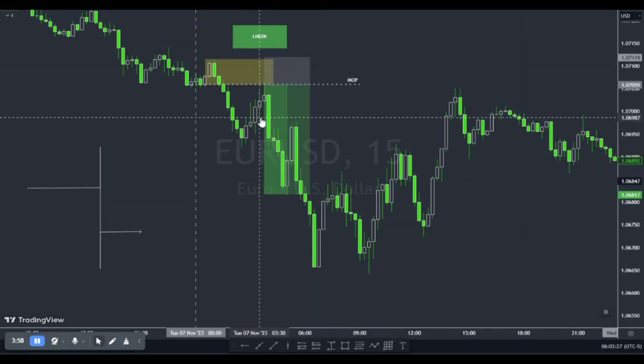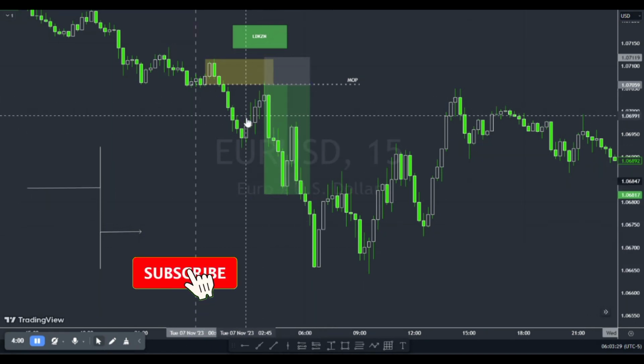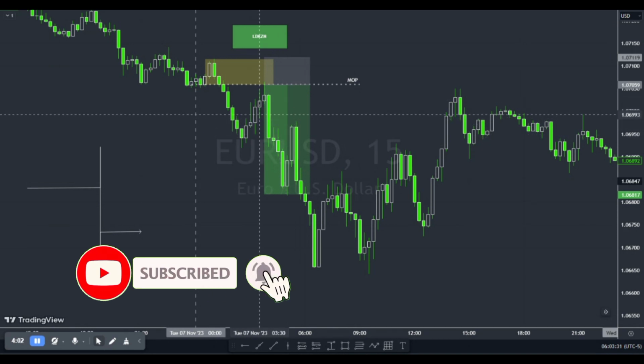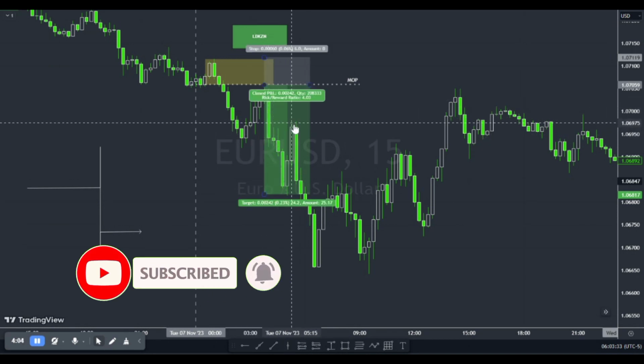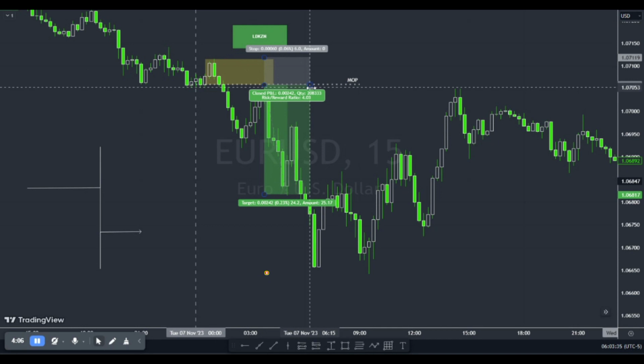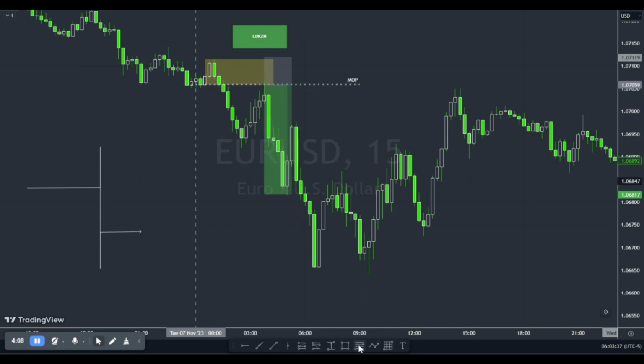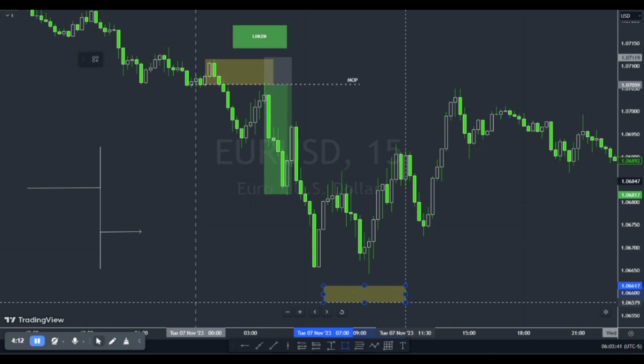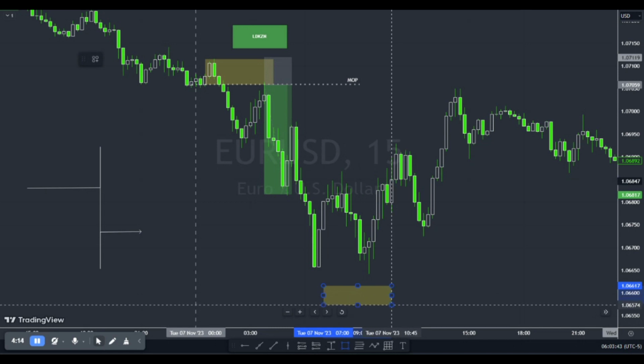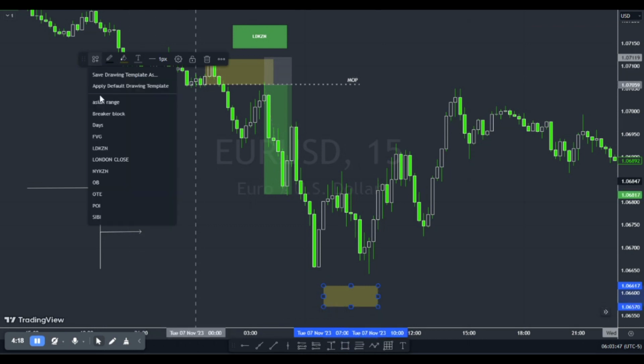Price kept respecting PD arrays. It tapped this other block once more. It's consecutive candles, a fair value gap, giving that opportunity to enter right here and drop down. Then in the New York session, we got a classic New York session reversal. But because we are very bearish, between 7 to 10 o'clock New York time, we didn't go high enough.